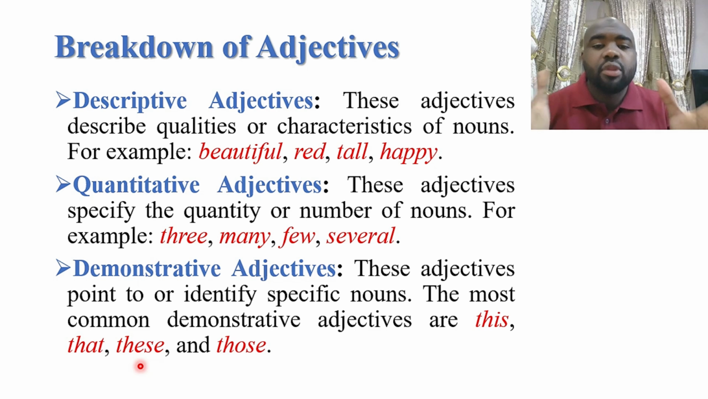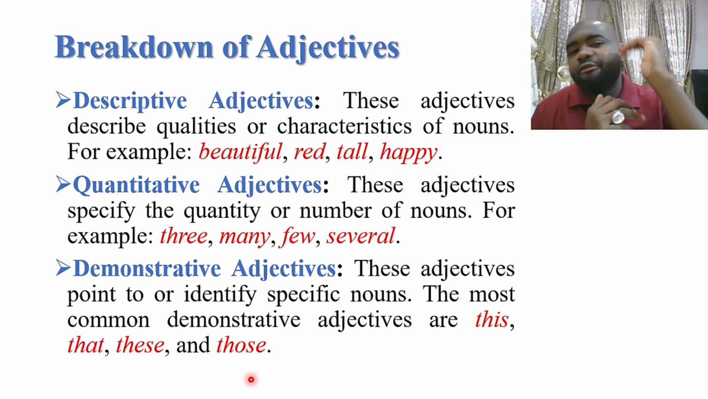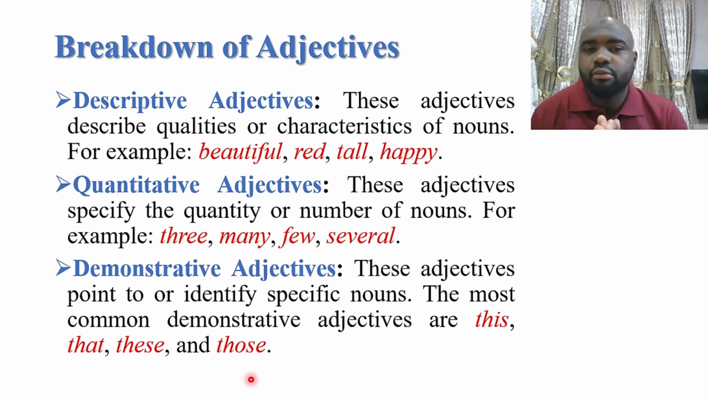These, many, from two and above. Things that are close to you, not one, but two and above. Close to you, within the reach of the speaker. And those, things far away from the speaker. Not one, not two, but many. Two and more. This and these.